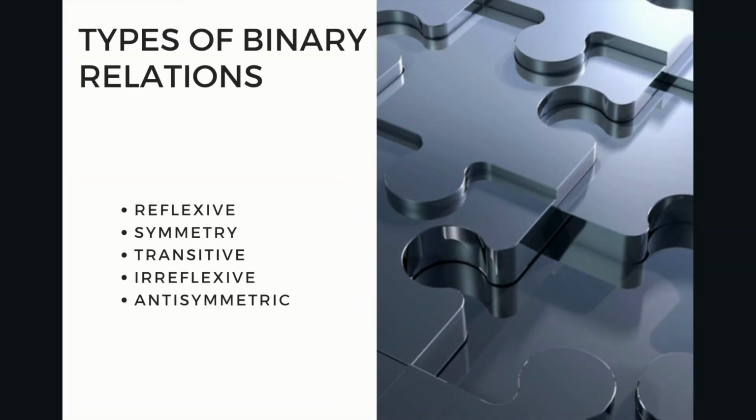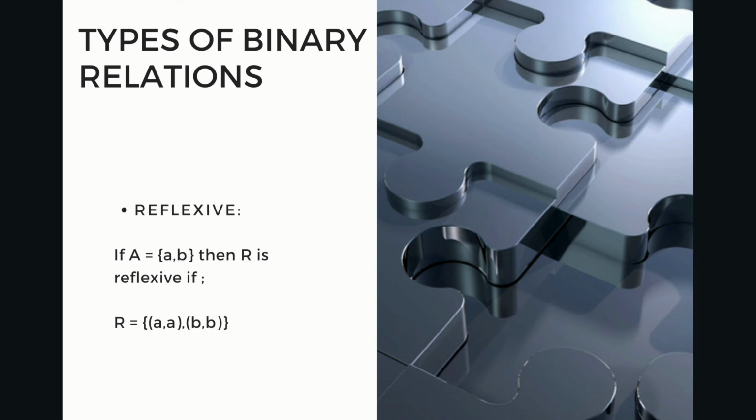They are reflexive, symmetric, transitive, irreflexive and anti-symmetric. When it comes to a reflexive binary relation, if A is equal to the set {A, B}, then R is reflexive if R is equal to {(A, A), (B, B)}.